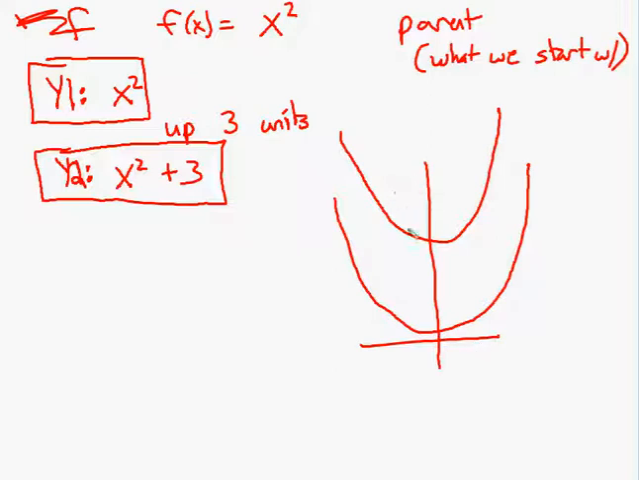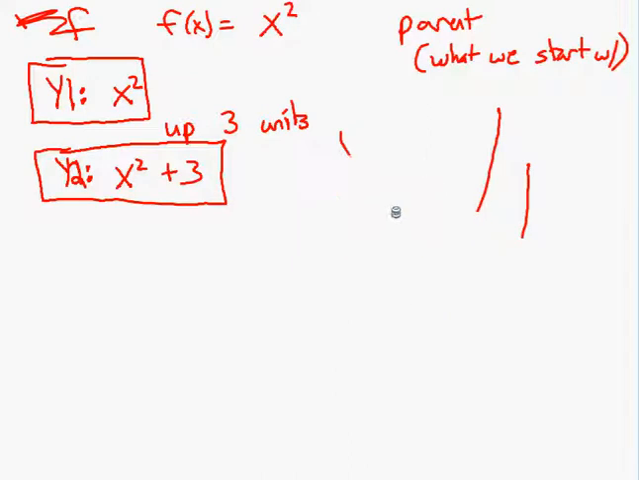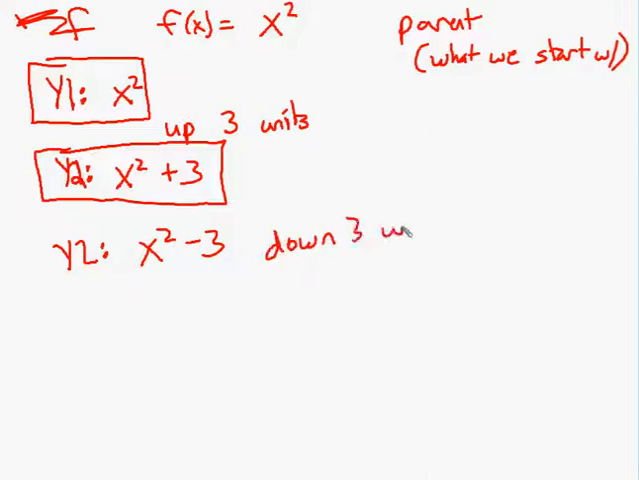Okay, so it did move it up 3 units, right? You with me? Yes, okay. So what do you think would happen if we replaced y2 with x squared minus 3? What should happen? Yes, this should go down 3 units. Try it. We're not going to graph these because they're big.